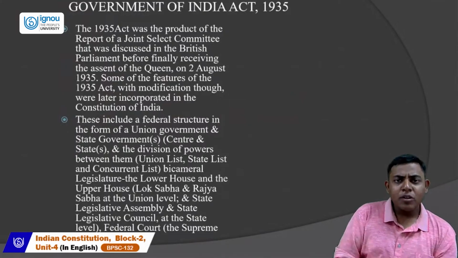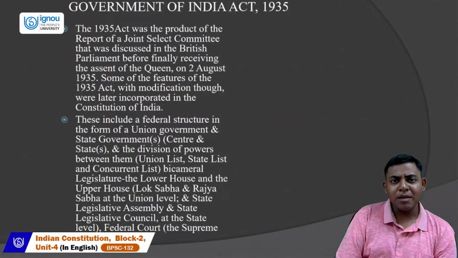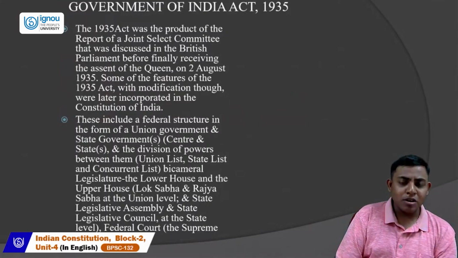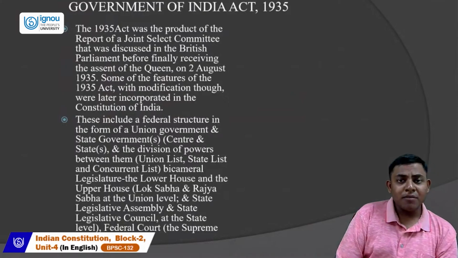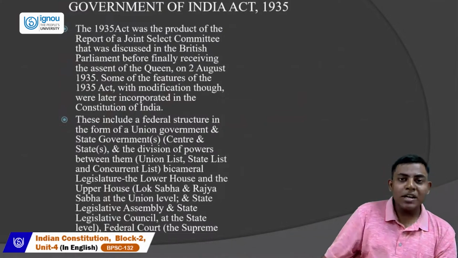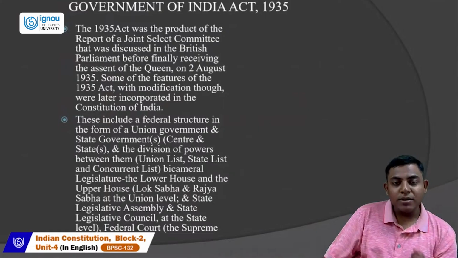For example, through the 7th Amendment Act, which came in 1956, on the recommendations of the State Reorganization Commission, or the Fazal Ali Commission, 14 states and 6 union territories were carved out on a linguistic basis. And then onwards also, multiple states came into being on a linguistic basis only.